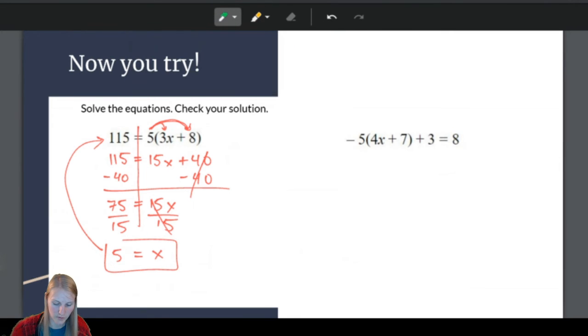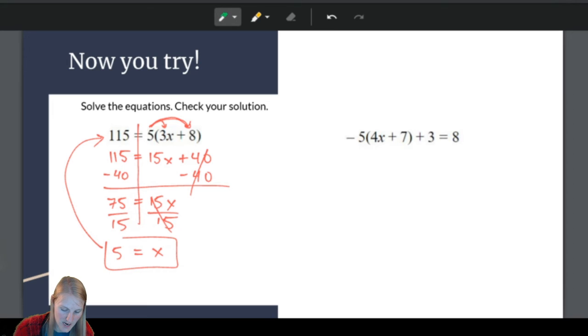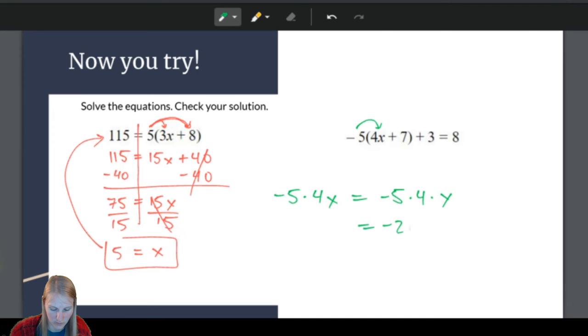Different color. All right, next one. Negative 5 times 4x. That's the same thing as negative 5 times 4 times x, which is negative 20 times x, which is negative 20x. I won't always run through it like this, but I want to make sure that you know what we're doing. So for now, I am. All right, so negative 20x.